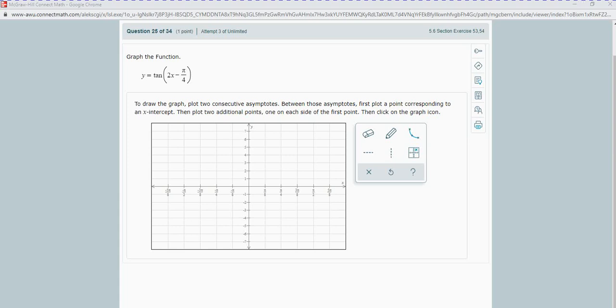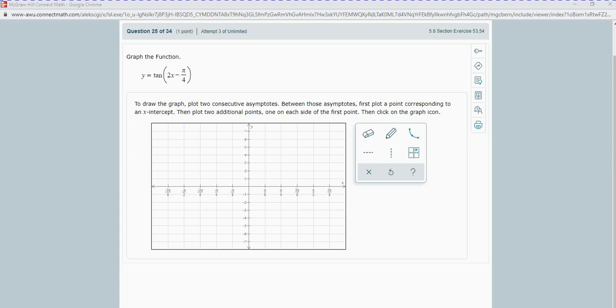So for this tangent function, y is equal to the tangent of 2x minus pi over 4, we want to plot two consecutive asymptotes, and then between the asymptotes we want to plot a point corresponding to an x-intercept, and then two additional points, one on each side of that first point.